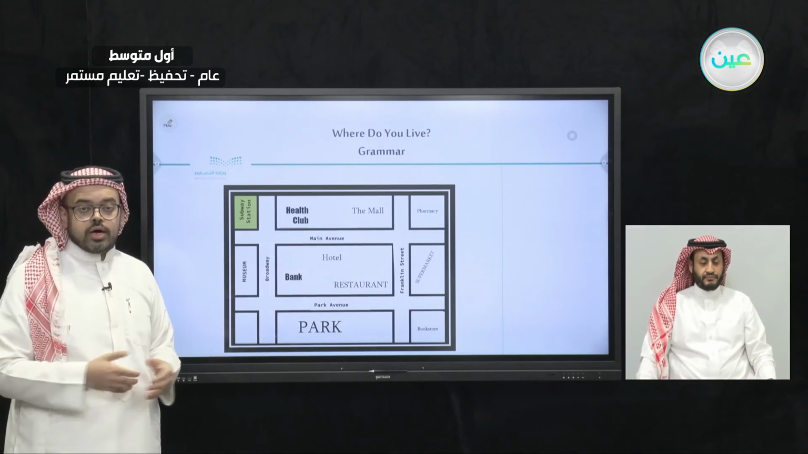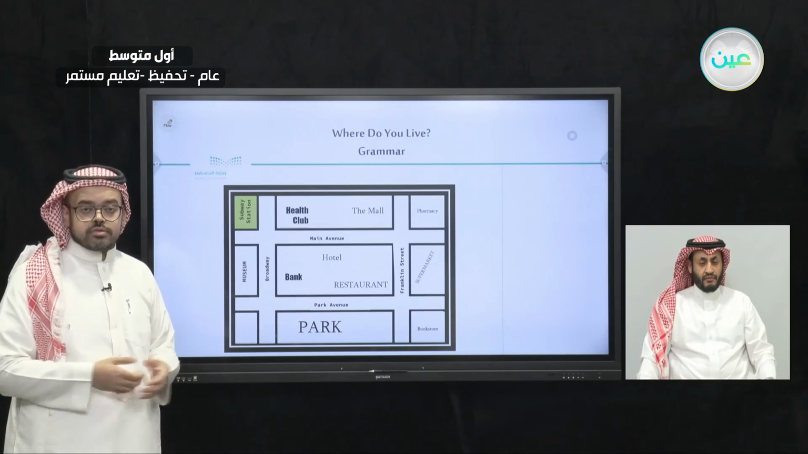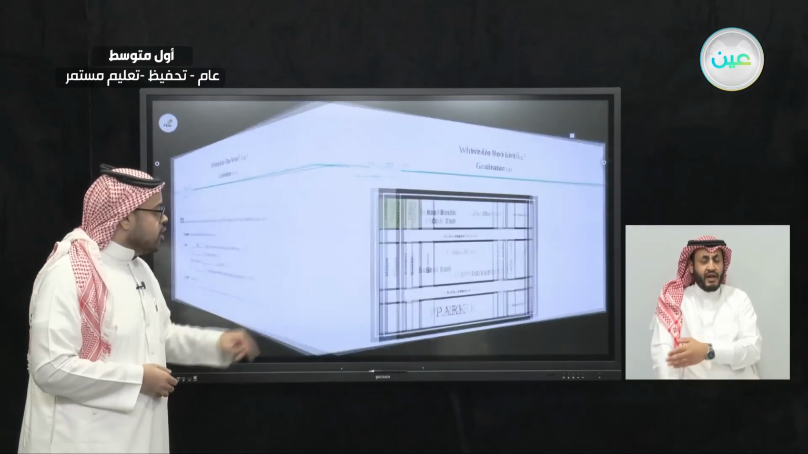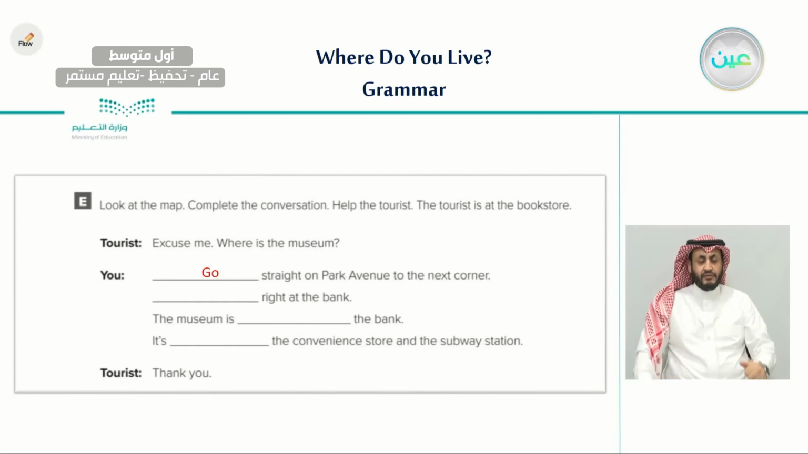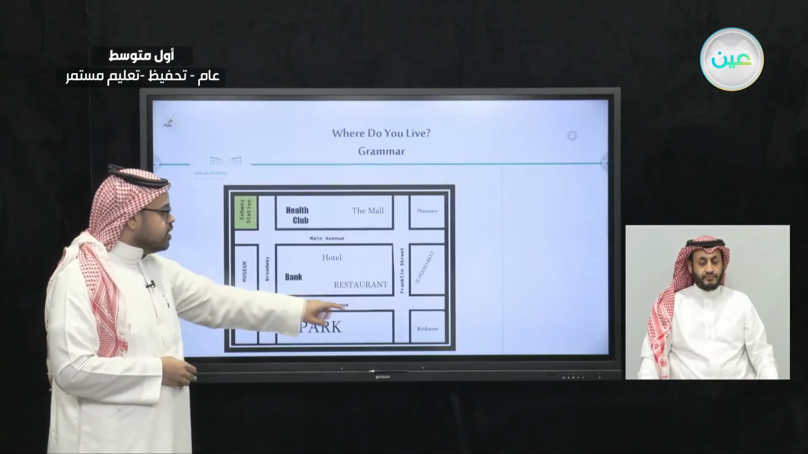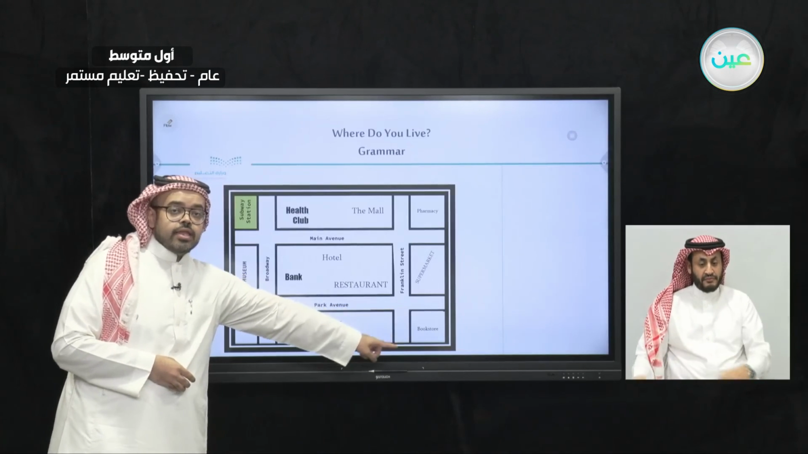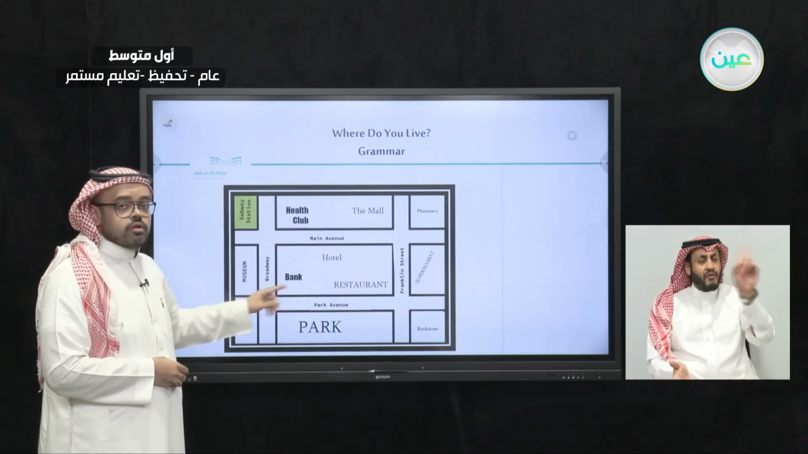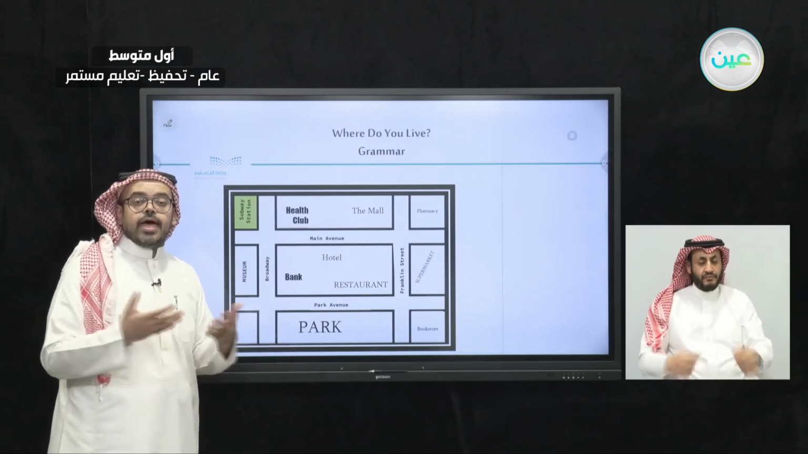You will see on the same page a similar map to this. What I need you to do now is we're going to help a tourist. That tourist is lost and he wants to go to a place. Let's see how we can help that tourist. So look at the map you have and let's continue this conversation. The tourist said, "Excuse me, where is the museum?" So the tourist is standing here at the bookstore and he wants to go all the way here. So let's try to help him and give him directions.